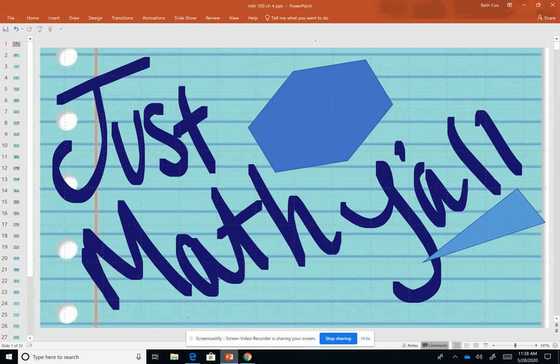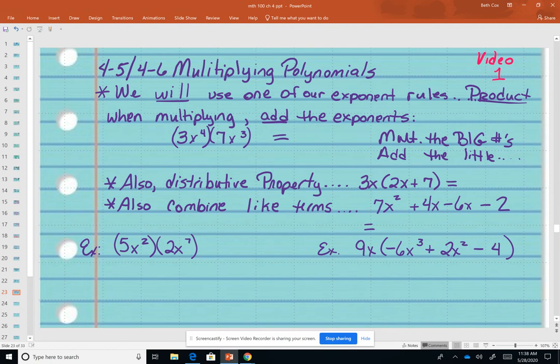We're going to do 4.4 and 4.5 today. And so here we go. No, wait a minute. We're going to do 4.5 and 4.6. Section 4.5 and 4.6. We're multiplying polynomials today. So here we go.